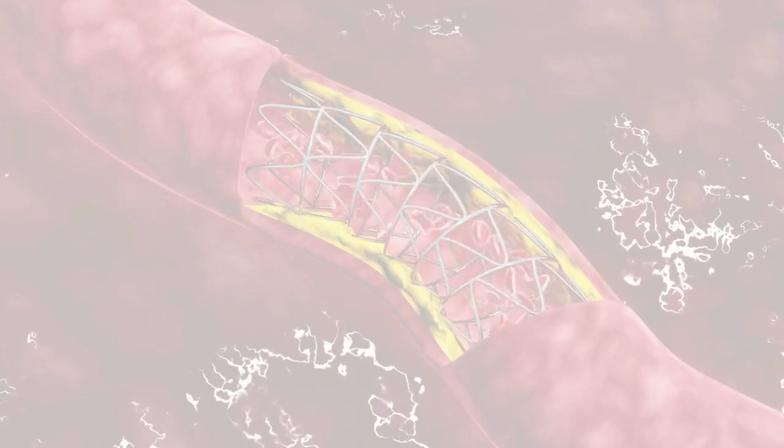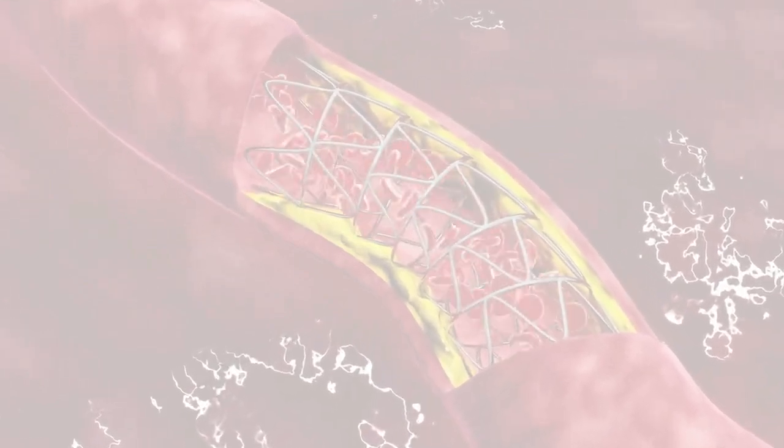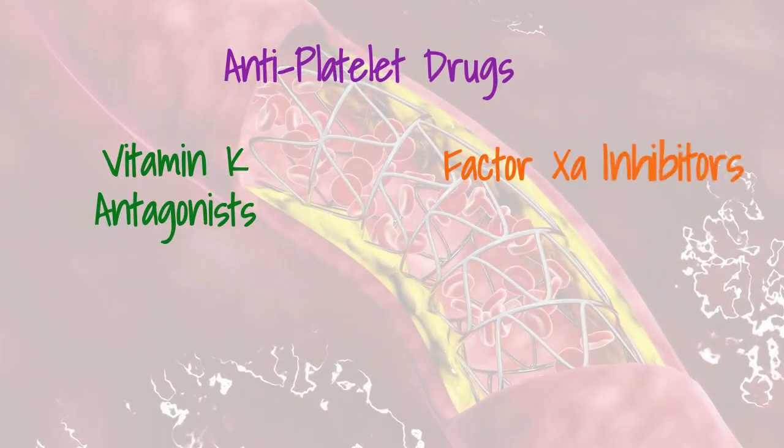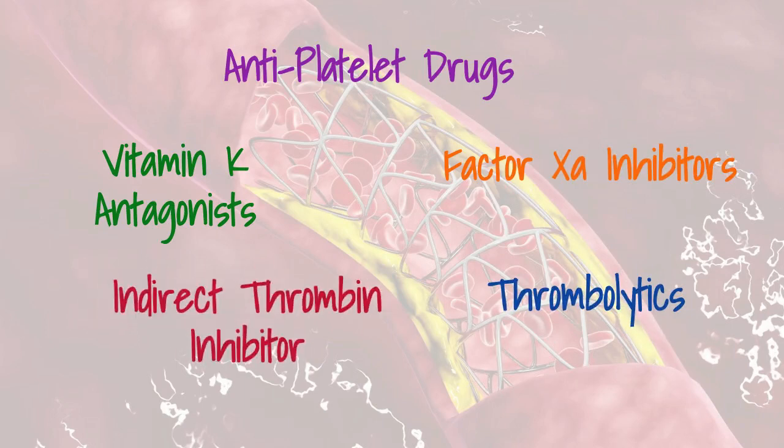In this tutorial, we will review coagulation-altering drug categories, including the antiplatelet drugs, vitamin K antagonist, factor Xa inhibitors, thrombolytics, and indirect thrombin inhibitors. Before we learn about the various medications that alter clotting, let's review the different clotting cascade pathways.